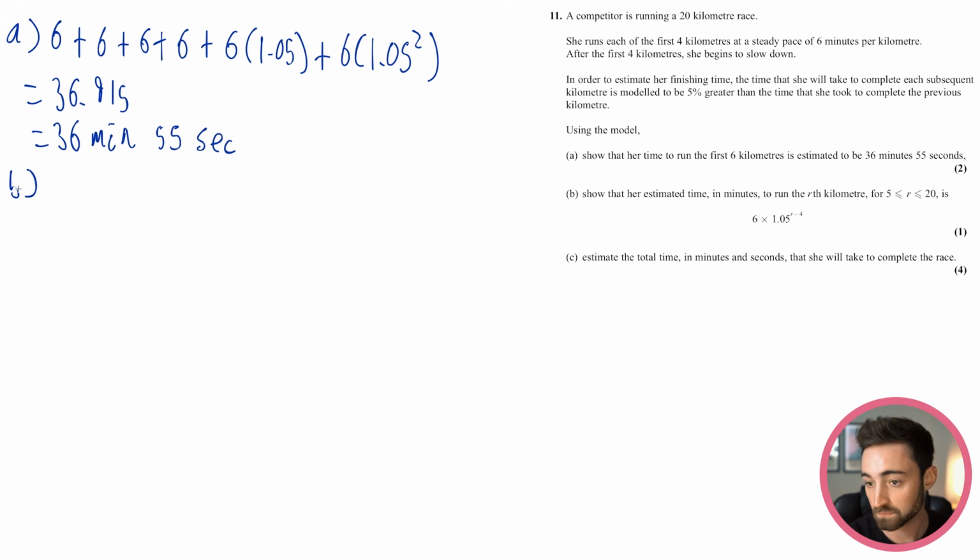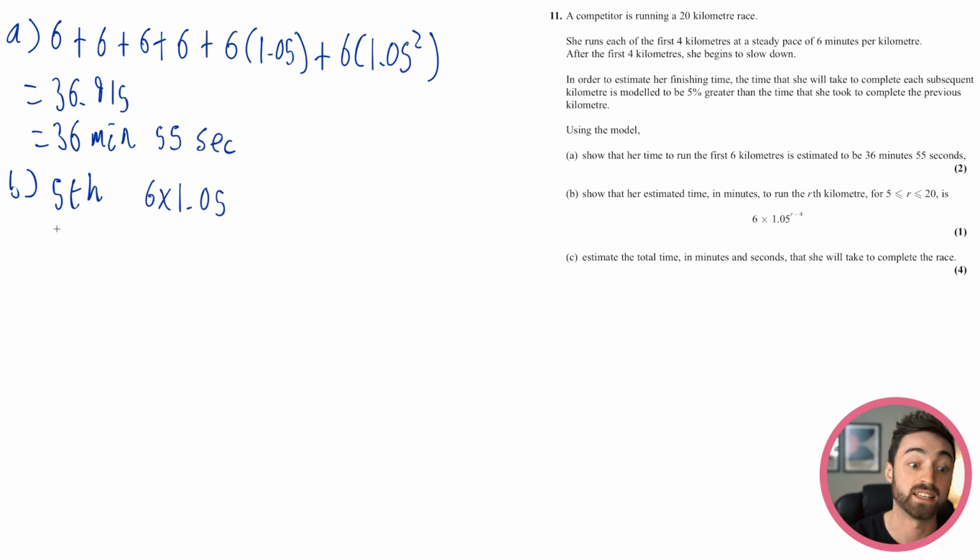Cool. Part B. Show that her estimated time in minutes to run the rth kilometre, so we're generalising, pretty normal, for r between 5 and 20, is 6 times 1.05 to the r minus 4. That's kind of what we did here. We worked out the 5th and the 6th. Writing this out, the 5th kilometre is 6 times 1.05. The 6th kilometre is 6 times 1.05 squared. So look what's happening here. This is 1.05 to the 1.